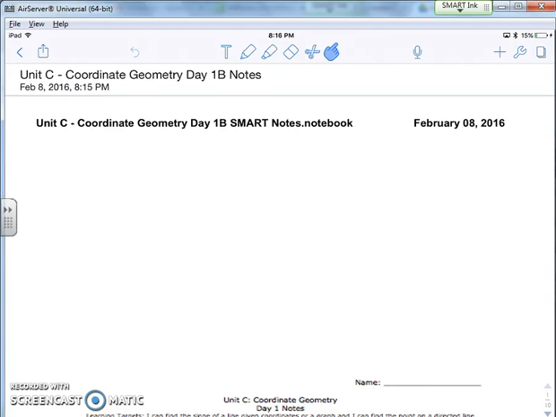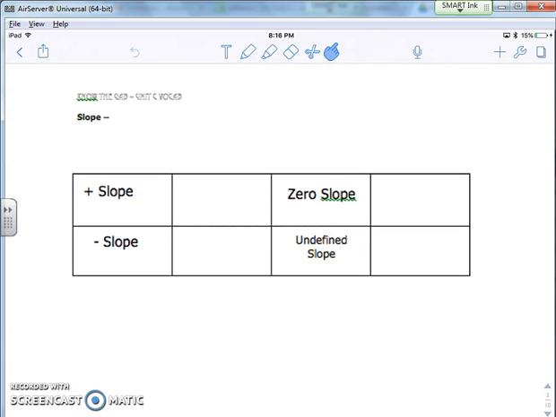Alright, this is Unit C, Coordinate Geometry Day 1. Make sure you have the 1B notes open. The regular 1 notes are a little bit different. Here's our title page, and this is information that we've already pretty well gone through, but just real briefly.